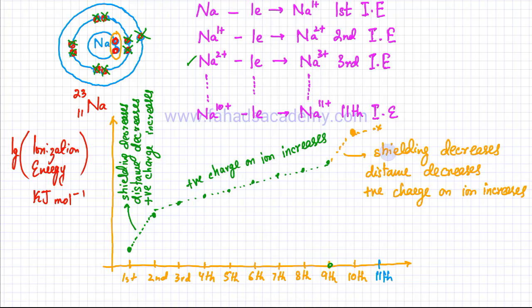When we compare the 10th and the 11th ionization energy, between the 10th and the 11th, the shielding and the distance are approximately the same. So there's only one factor, which is the positive charge on the ion. The 11th is only going to be slightly greater compared to the 10th, because only one factor suggests a higher ionization energy, which is the positive charge on the ion. So that's how you're going to sketch a graph for successive ionization energies.